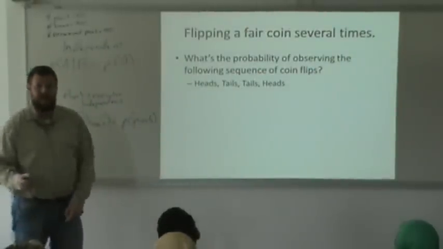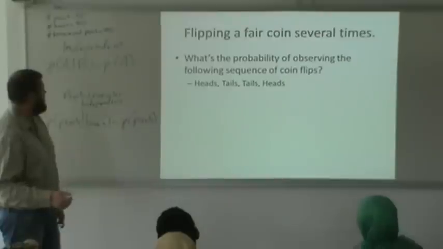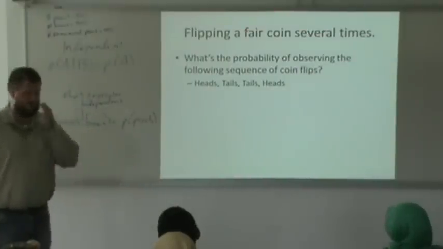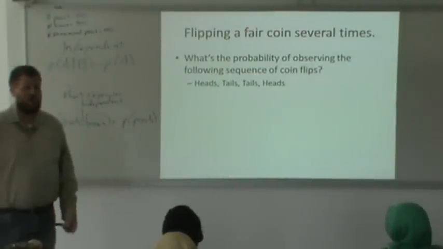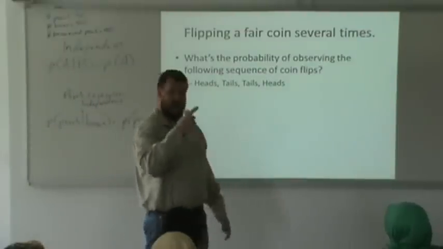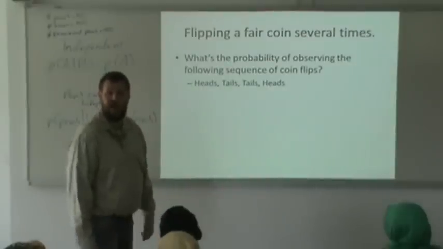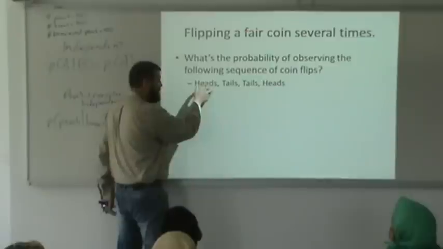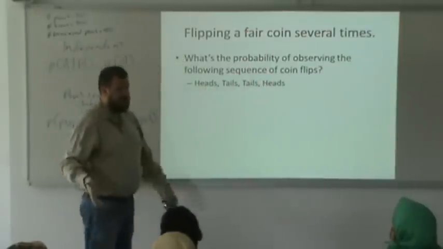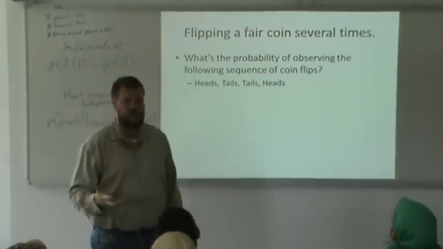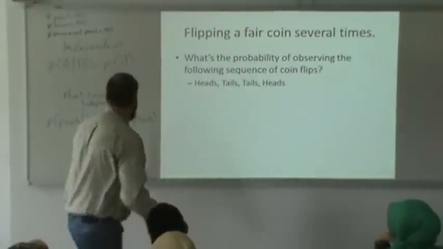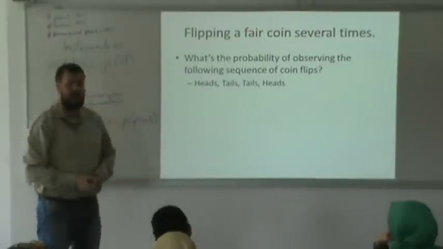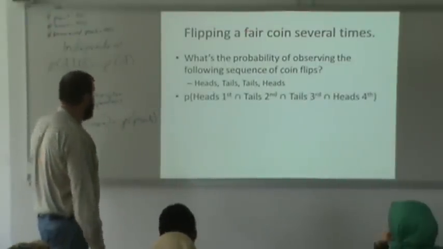All right, let's flip a coin several times, all right? What's the probability of observing the following sequence of coin flips? Heads, tails, tails, heads. 0.5 times 0.5 times 0.5 times 0.5, right? If it's a fair coin, this outcome is independent of this outcome, which is independent of that outcome. All of these are independent of one another, right? If we have independent outcomes, all we have to do is multiply the probabilities of the different outcomes. 0.5 times 0.5 times 0.5 times 0.5.